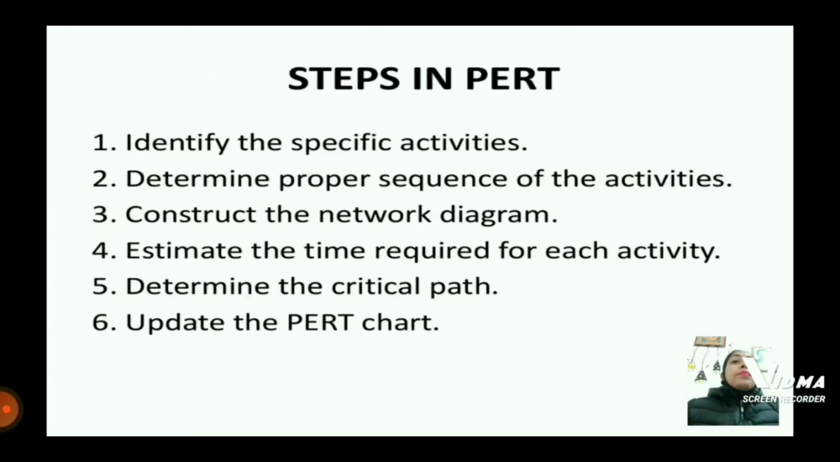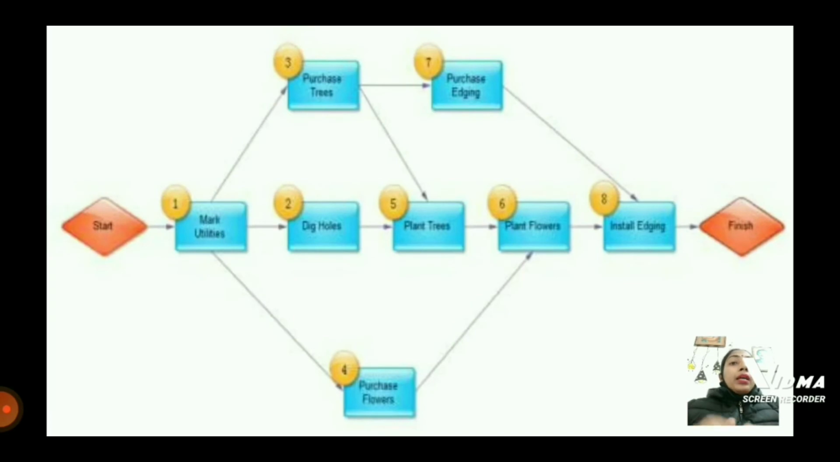Now, what are the steps in PERT? There are 6 steps in PERT. First, specifying the activities. Then we determine the proper sequence of the activities. We construct the network diagram. The 4th step is to estimate the time required for each activity. Then we determine the critical path and then we update the PERT chart. These are the 6 steps followed in PERT. We have a start point, we have a finish point. Then we have the mark utilities, dog holes, blind. This is the PERT drawn for a particular project.